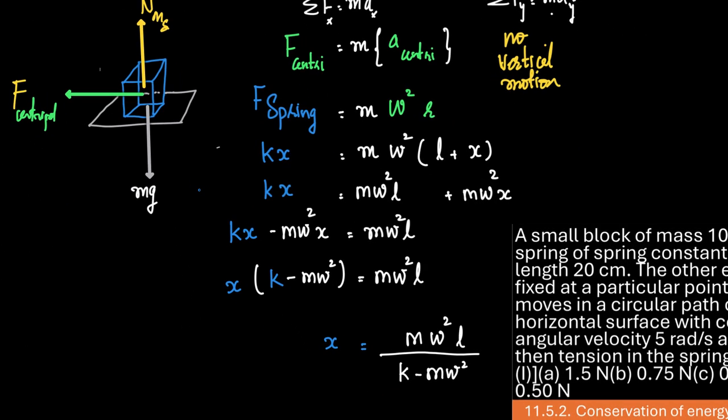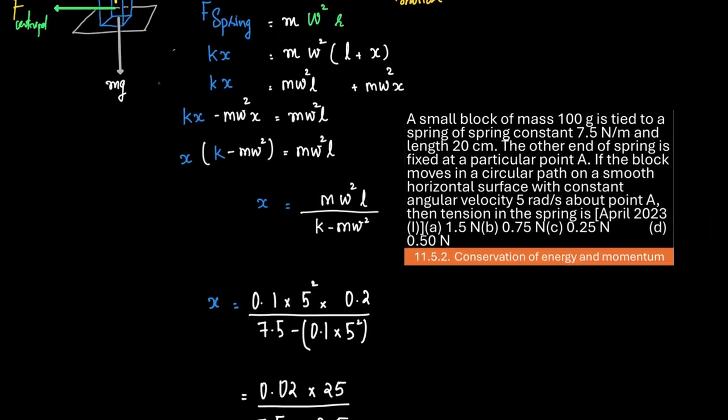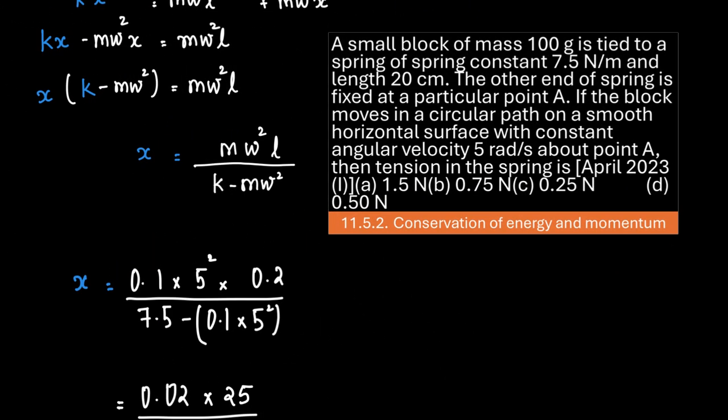And from this, we have x is equal to m omega square L by k minus m omega square. Let us now substitute the values. What do we have here? The value of m is 100 gram, so 0.1 kilogram. Omega is 5 rad per second, so omega square is 5 square, into the length of the spring, which is 20 centimeter, which is 0.2. K is given to us as 7.5 Newton per meter.